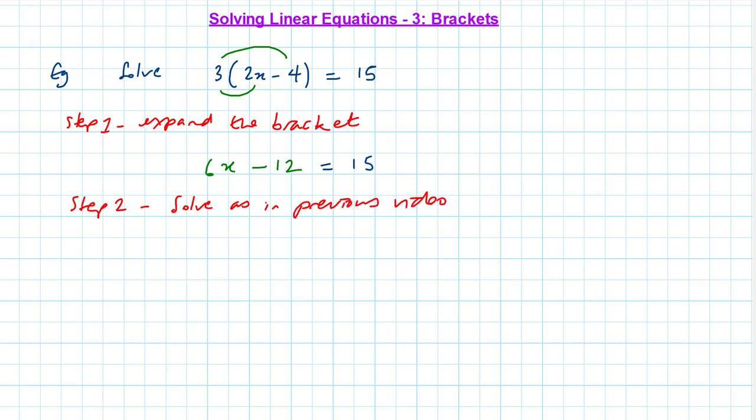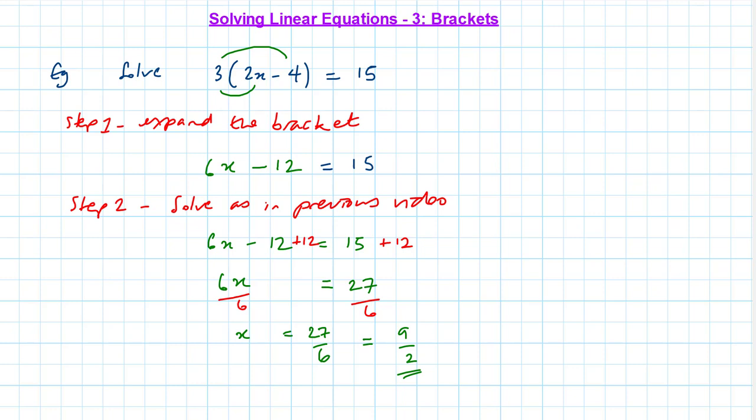So we're going to add 12 to both sides to get the x's left on their own. 6x equals 27. Dividing both sides by 6 will give me x equals 27 over 6. Now, if we can simplify it, we always look to simplify it. Both those numbers can be divided by 3, so that gives us 9 over 2, still leaving it as an improper fraction.